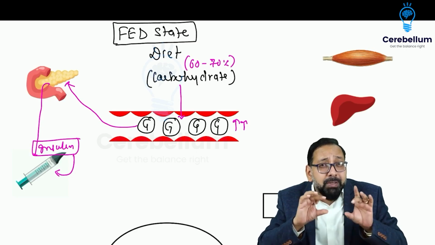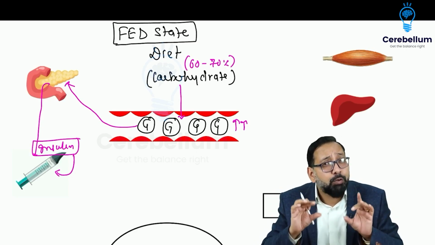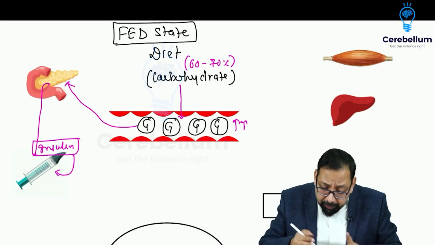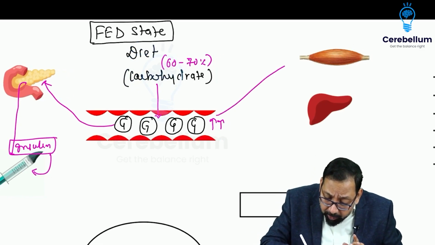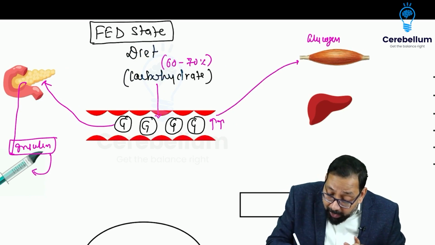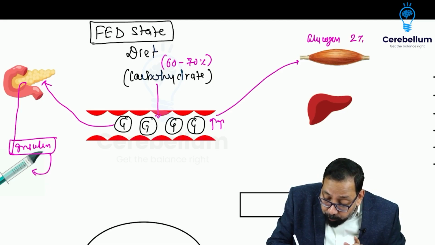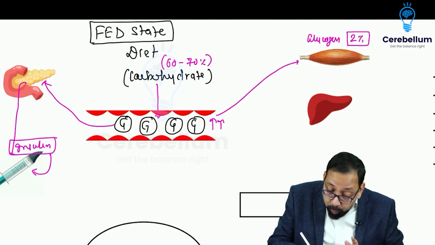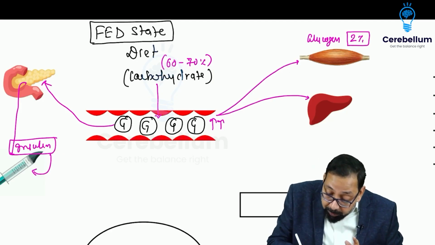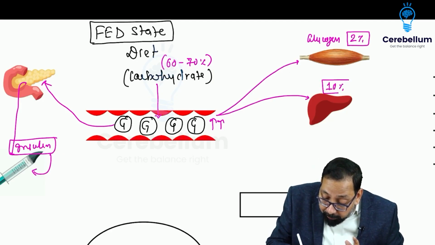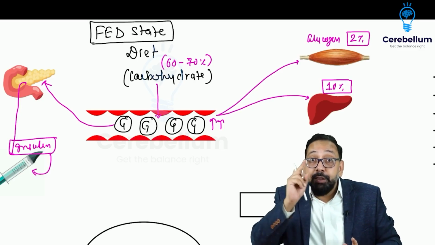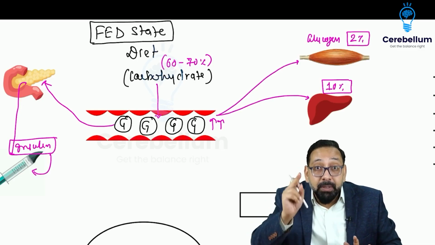Now, glucose is present in blood. What are the functions of this glucose? Glucose has multiple functions. The first function is that glucose is stored as glycogen. In muscle, approximately 2% of muscle weight is glycogen. Extra glucose is also stored as glycogen in liver, approximately 10% of liver weight. So one function of glucose is storage as glycogen in muscle and liver.